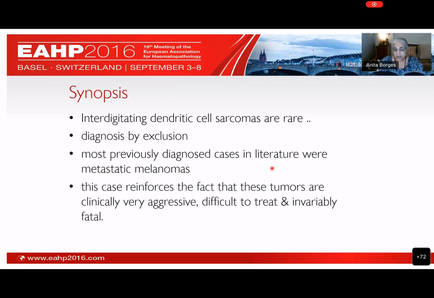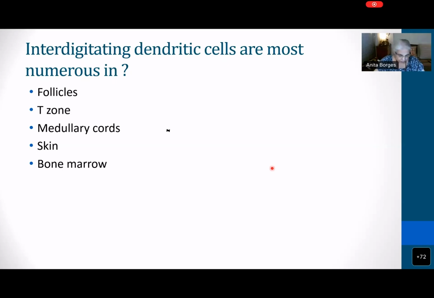Okay, so it's a very rare thing, and I thought maybe some of you would like to see this, and that's why I put it up. It's not indeterminate because it's very, very strongly expressing S100 protein and not just S100 protein here and there. Okay, so will somebody now tell me, it's just a question, interdigitating dendritic cells are most numerous in what? Any one of you can answer this. Follicles, the T-zone, the medullary cords, the skin, or the bone marrow?